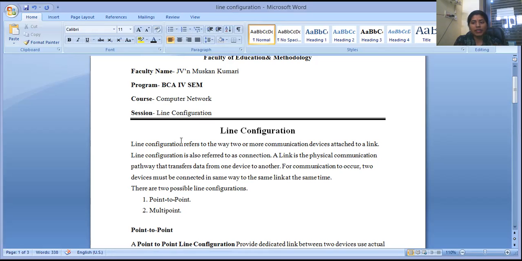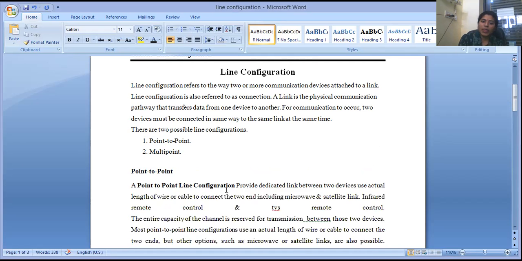So for establishing connections, there must be at least two nodes. Whenever you connect the link with one node, at the same time that same link will be connected with the other node. That's why we can establish communication and transfer data from one node to another node. Isn't it clear? So line configuration has two possible modes. First is point to point, second is multipoint.